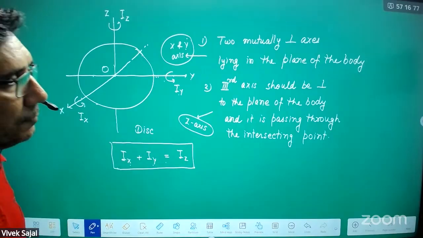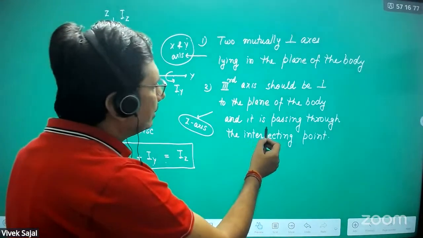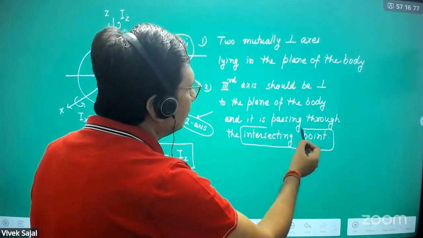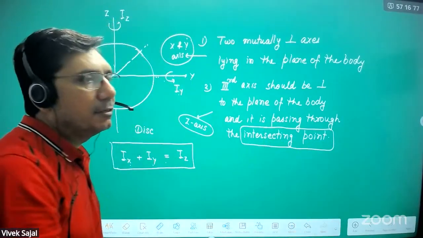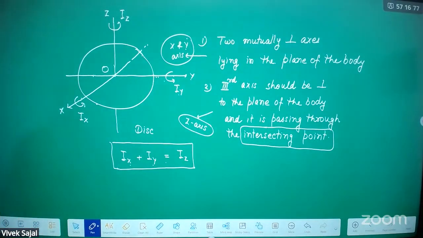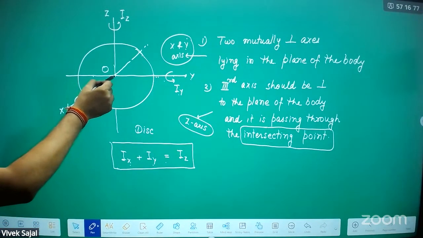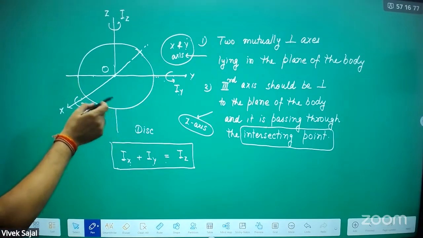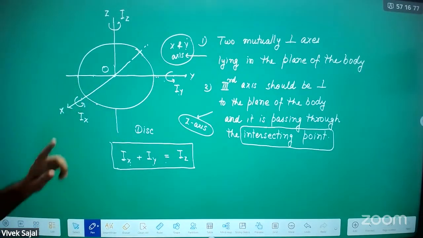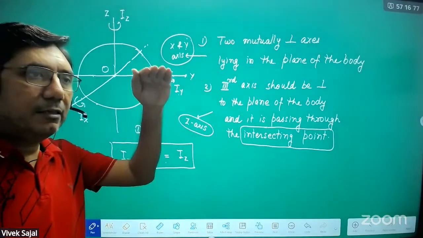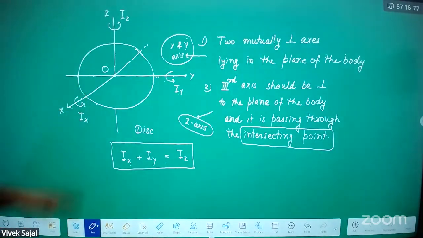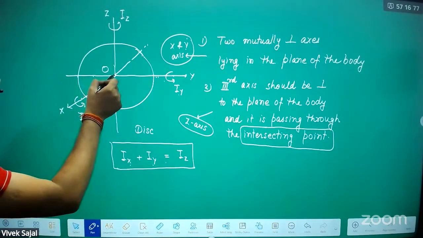Next question will be about this intersecting point. There may be a question about where this intersecting point should be. It can be anywhere. Remember this. It's not necessary that it will be at the center. It can be at this point also. This theorem is applicable, but the third axis, which is perpendicular to the plane, should pass through the intersecting point.